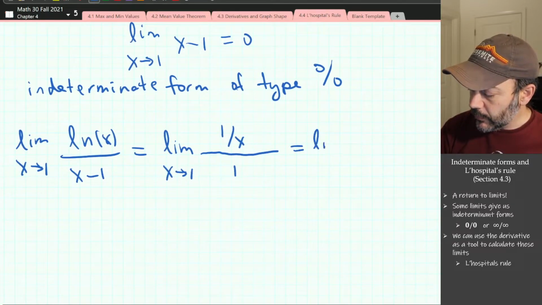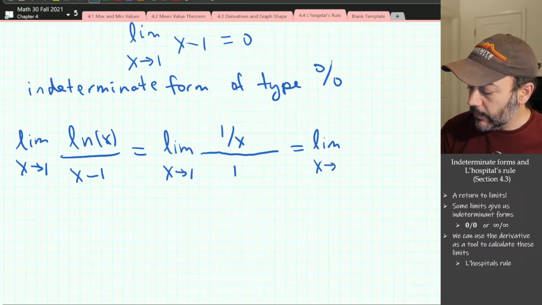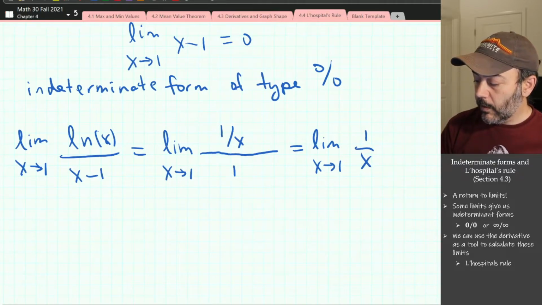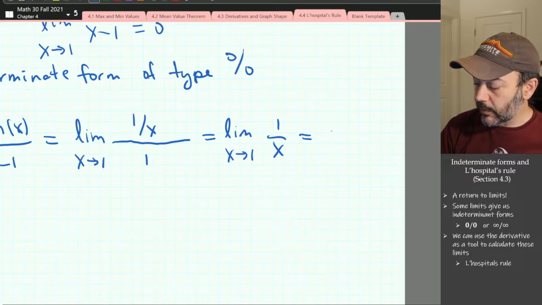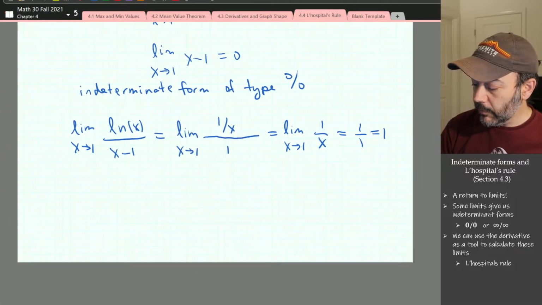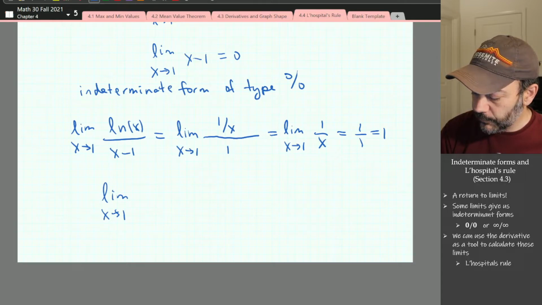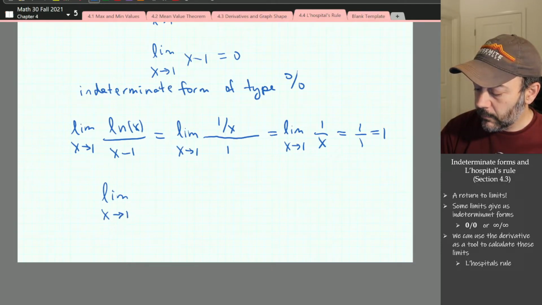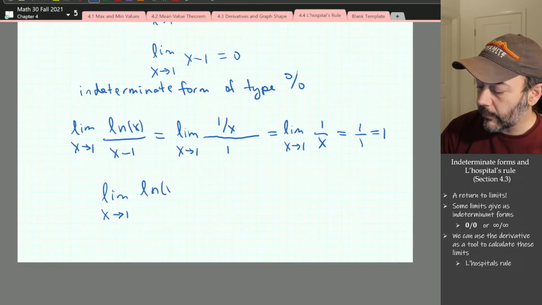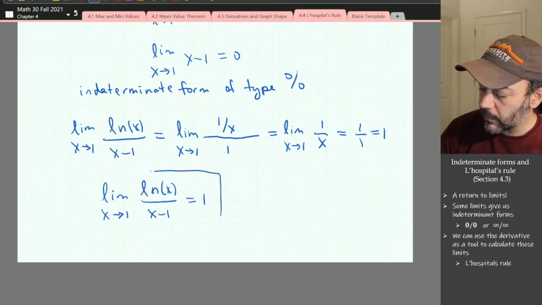What does this reduce to? Well, anything divided by 1 is itself. So this is 1 over x. But now I can do direct substitution, and I'm done. 1 over 1 equals 1. So the original limit that we were trying to find, of ln of x over x minus 1, equals 1.